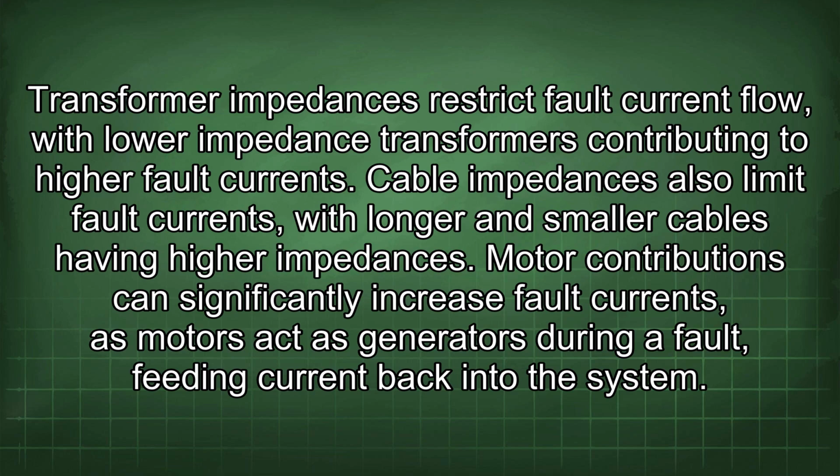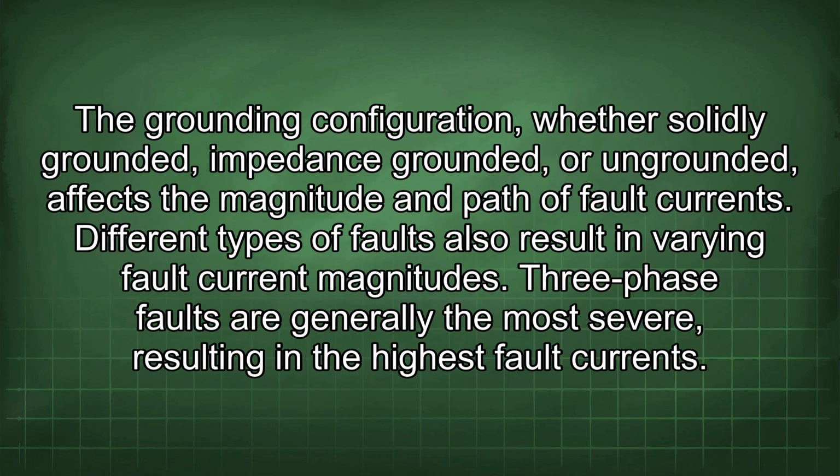Cable impedances also limit fault currents, with longer and smaller cables having higher impedances. Motor contributions can significantly increase fault currents, as motors act as generators during a fault, feeding current back into the system. The grounding configuration, whether solidly grounded, impedance grounded, or ungrounded, affects the magnitude and path of fault currents. Different types of faults also result in varying fault current magnitudes.